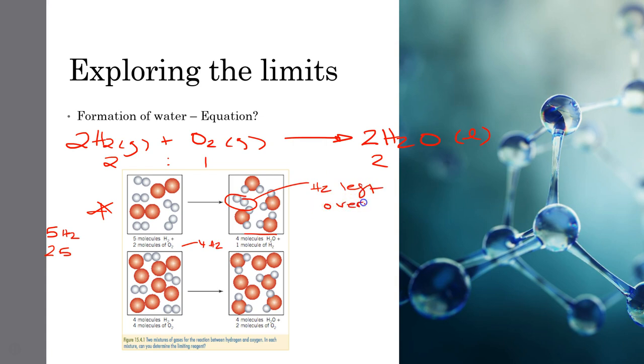So the 2 oxygen molecules react, forming 4 molecules of water, and we leave 1 H2 left over because it was in excess. So hydrogen gas is the excess reagent, and oxygen is limiting. Once the oxygen has run out, there's no more water produced. In the example down below, we have 4 molecules of hydrogen and 4 molecules of oxygen.